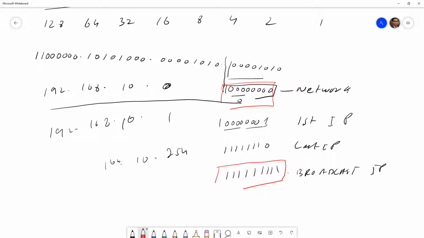Clear? So basically our IP range will be 192.168.10.1 to 192.168.10.254. So we cannot use 0 and 255 for any machine. So these two IPs, we are actually losing them. Clear?